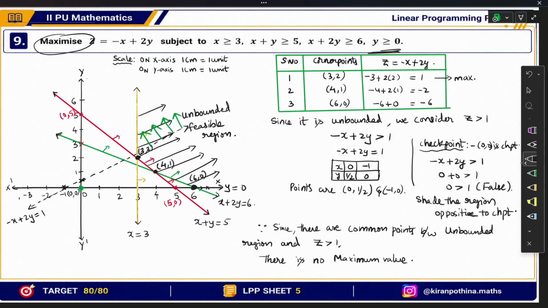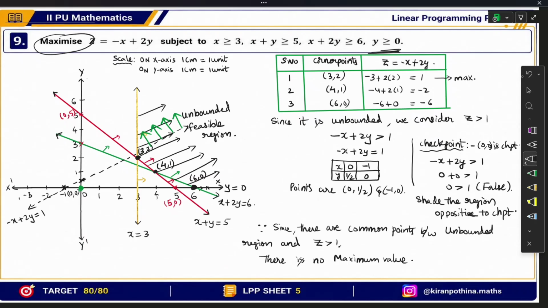If there are no common points, then what we have to write? Minimum value of z is at 1. But since there are common points between unbounded and z greater than 1, we have concluded there is no maximum value. So this is the key point of the problem.